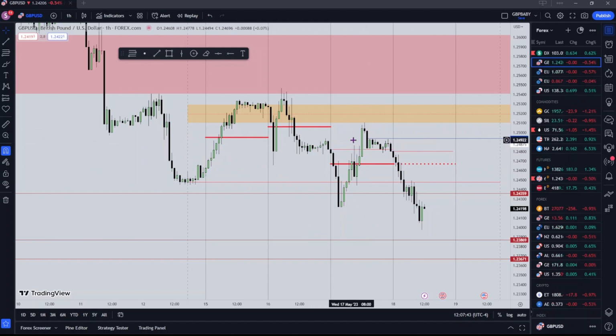We kind of engineered our own liquidity here, took out that, so then our next target would have been south side anyway.